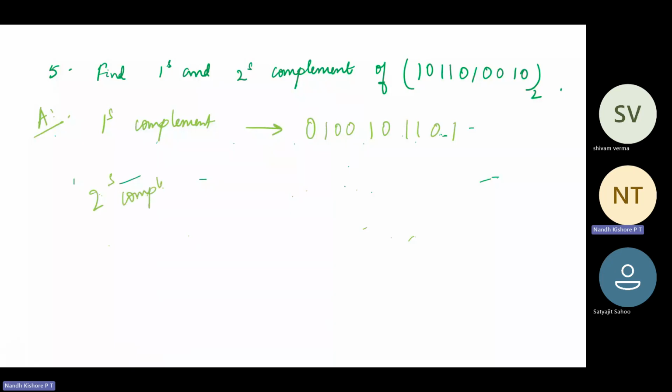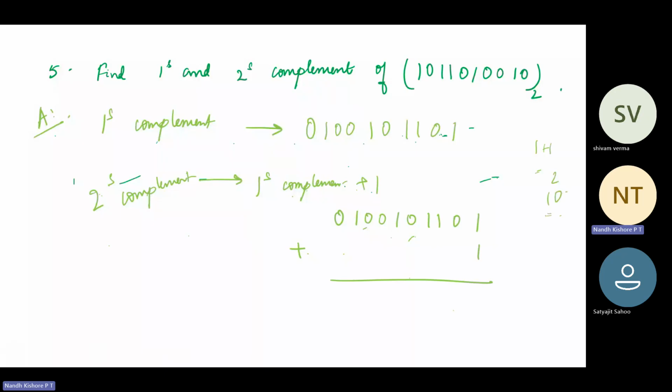And what is twos complement? Twos complement is basically ones complement plus 1, right? So 0, 1, 0, 0, 1, 0, 1, 1, 0, 1 plus 1, which means that over here 1 plus 1 is going to be what? What will be 1 plus 1 in binary addition? 1 plus 1 is going to be 2, which is 1, 0, right? So 1 plus 1 is 0, carry forward 1, so 1 over here, and rest of it is going to be same.